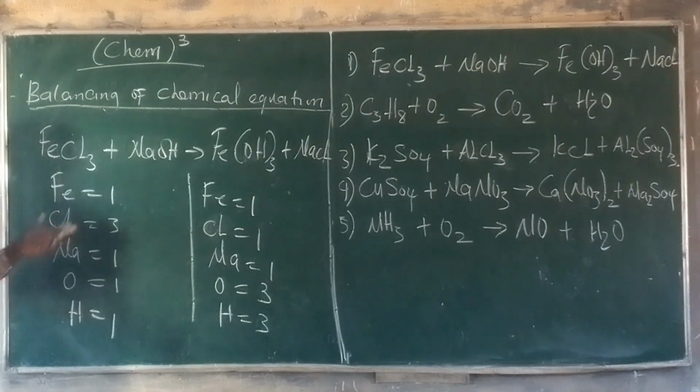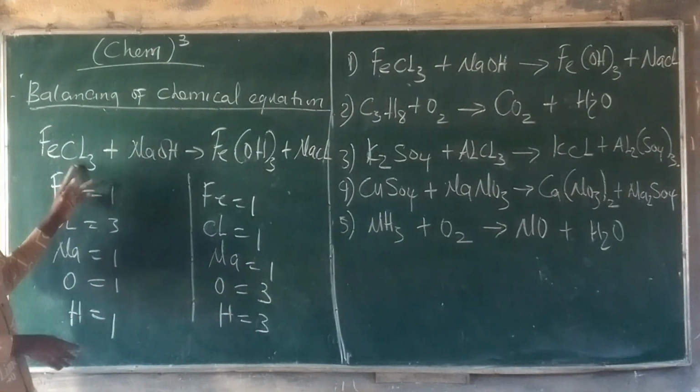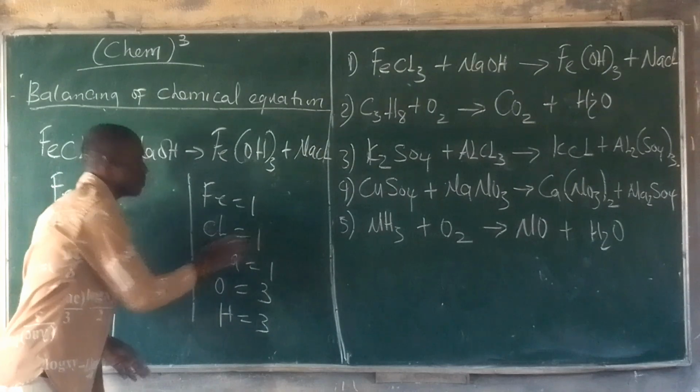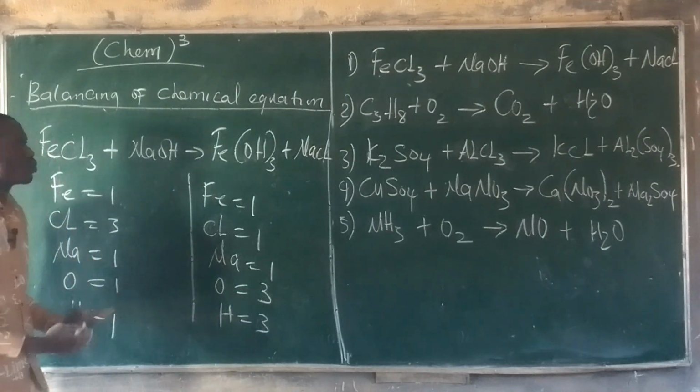Having done that, we notice that iron is 1, iron is 1. Chlorine is 3, is that 3? No, chlorine is 3 here, chlorine is 1 here, so there's a problem with chlorine. And then sodium is 1, sodium is 1, good. Oxygen, there's a problem with oxygen, there's a problem with hydrogen. Let's start off with chlorine.